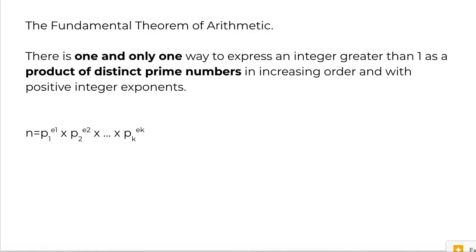So next we'll move on to the fundamental theorem of arithmetic. So this theorem just states that there is only one way to express an integer greater than 1 as a product of distinct prime numbers in increasing order and with positive integer exponents. This means that if there is a number n, it could be any integer number, and you want to write it as a multiplication of different prime numbers.